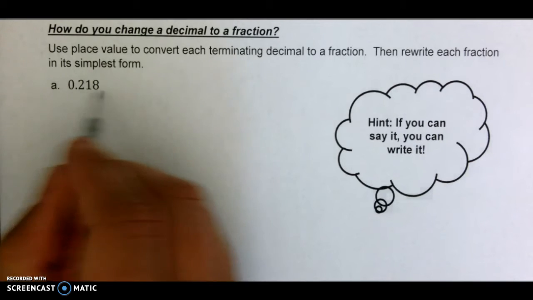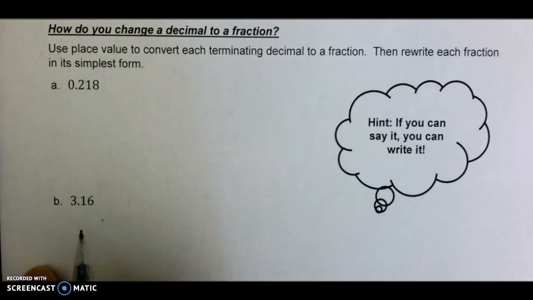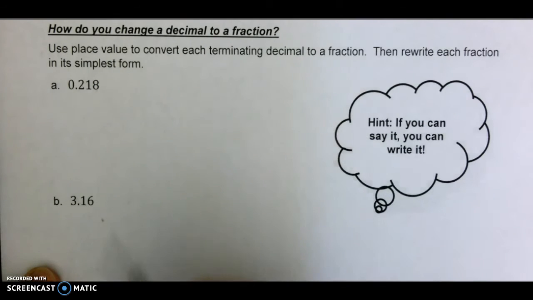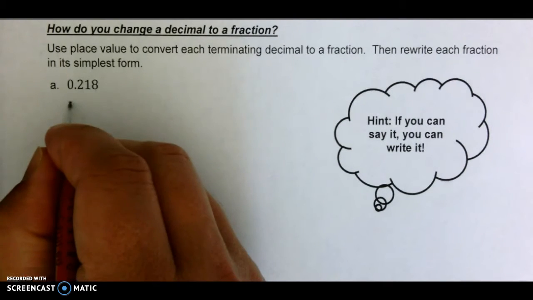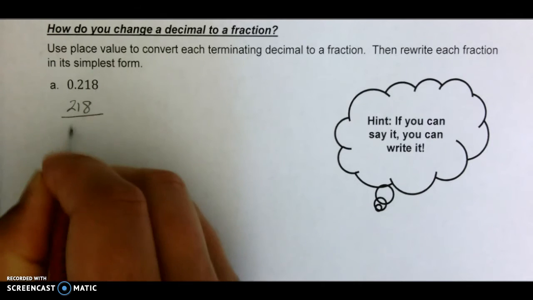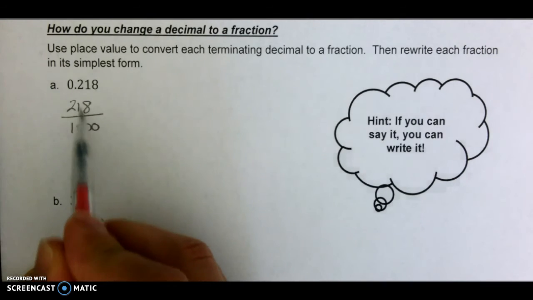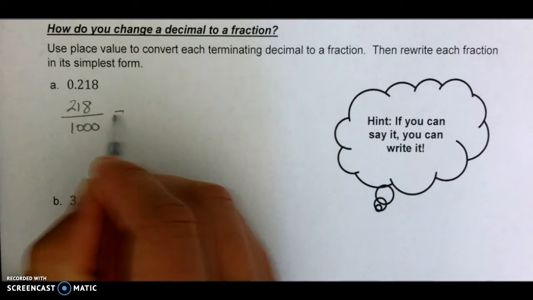So the way that we say this decimal is 218 thousandths. If I can say it, then I can write it. I'm going to write it exactly the way that I just said it. 218 over 1,000. There it is, 218 thousandths. I said it, I wrote it, and now I'm going to see if I can simplify this, and in fact I can.